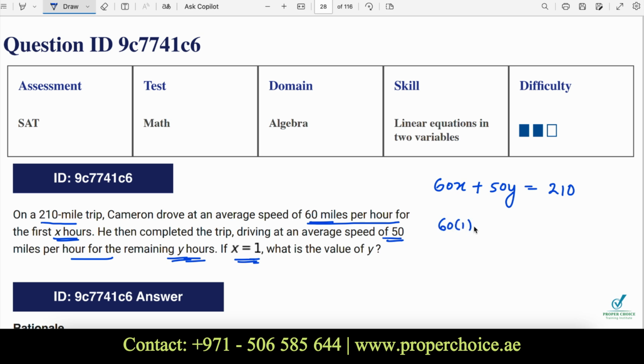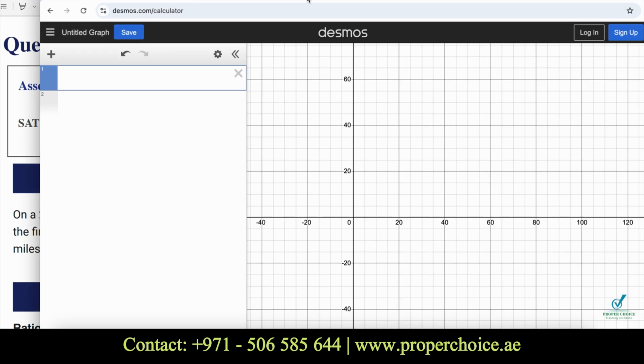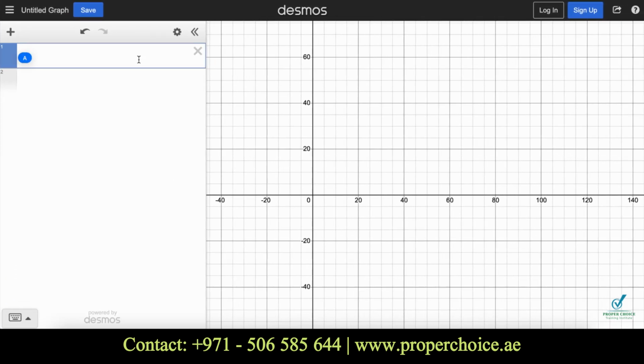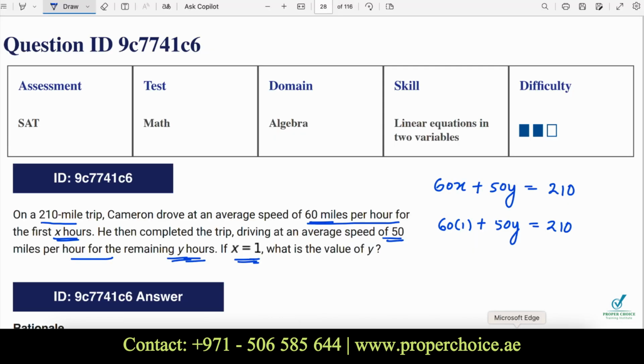So it's going to be 60 times 1 plus 50 times Y equals 210. You can rearrange it by taking the numbers to the other side and dividing by 50, or straightforwardly take the help of Desmos, which we know is very helpful. So 60 times X plus 50 times Y is equal to 210. The question asked what the value of Y is when X is 1. You replace X with 1, and you'll get the value of Y, which is 3. First value is always X, second value is Y, so I should get Y equal to 3 as the answer to this.